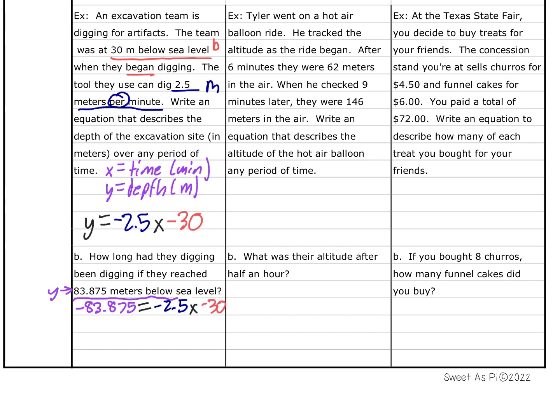We then need to solve for x. So first things first, let's get rid of the negative 30 by adding 30 to both sides, and we get negative 53.875 is equal to negative 2.5x. Then to get x by itself, we need to get rid of the negative 2.5. Instead of multiplying, to get rid of it, we need to divide. And so we get x is equal to 21.55 minutes.